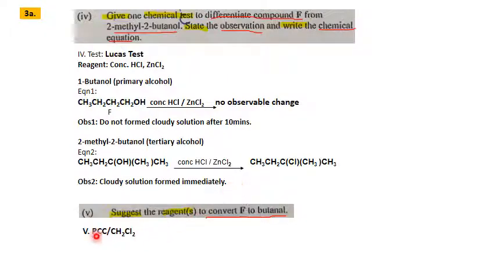Okay, next. Suggest the reagent to convert F to butanal. F is a primary alcohol, and if I want to form butanal, I have to use a weak oxidizing agent. This is the only weak oxidizing agent, PCC in CH2Cl2.